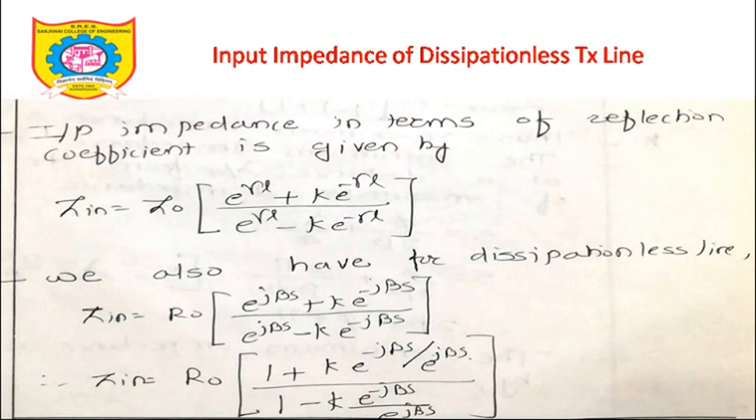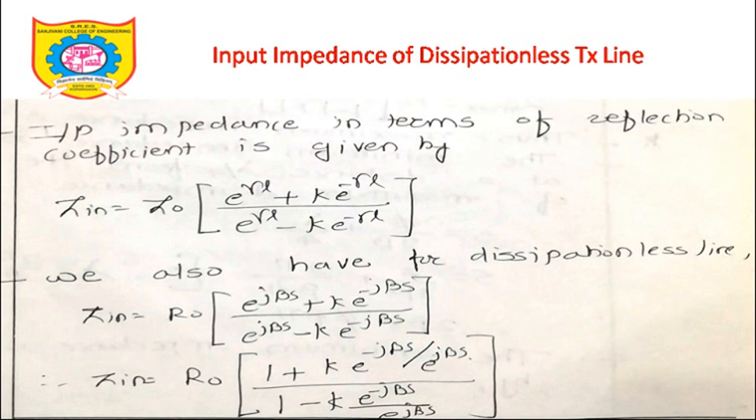Now if I want to calculate input impedance in terms of reflection coefficient, how can I calculate? You already know that E is given by E raised to gamma L plus K E raised to minus gamma L. You already know this is the equation for voltage, and this is the equation for current I. We have already gone through this particular expression in terms of gamma, if you do remember. The numerator is the equation for voltage, and this is the equation for current.